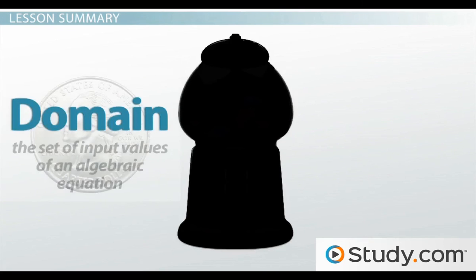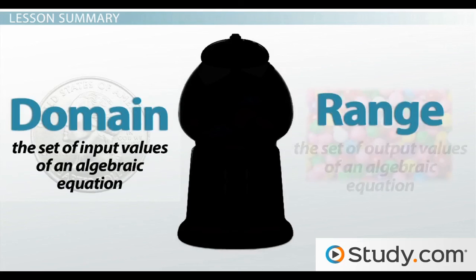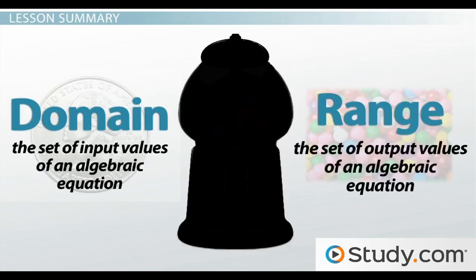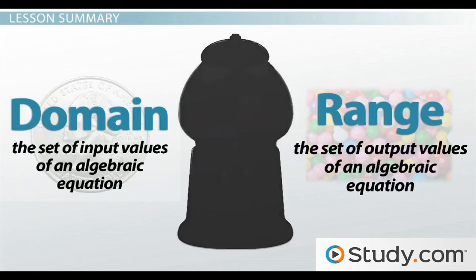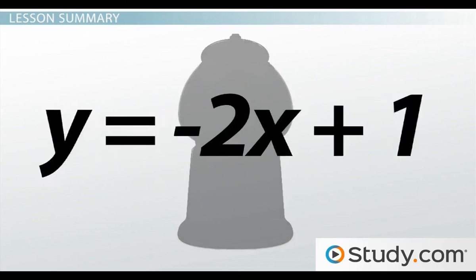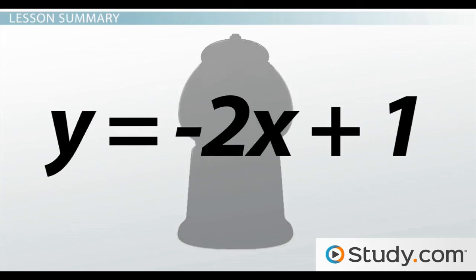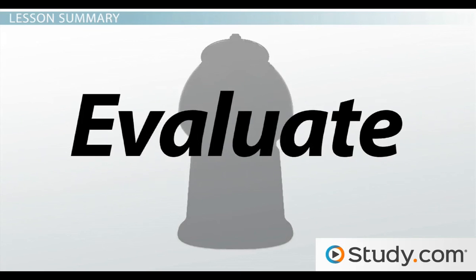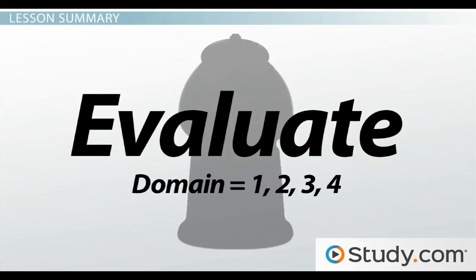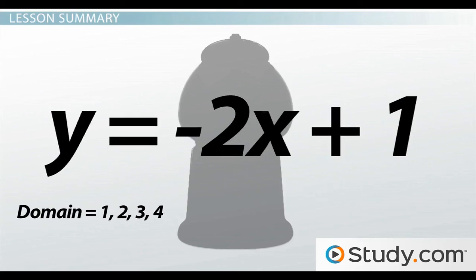The domain is the set of input values of an algebraic equation. The range is the set of output values of an algebraic equation. If we have an algebraic expression, y equals negative 2x plus 1, we can evaluate that function for different values of x. For example, we can input values into the domain of 1, 2, 3, 4, and then turn on the function machine.